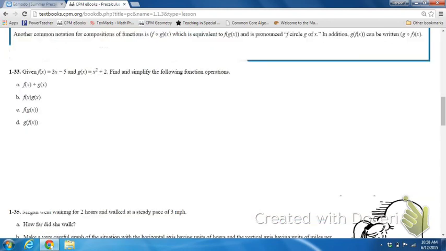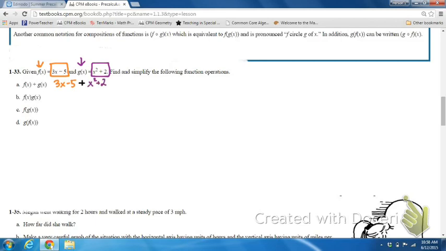All right, so here's a good example. Given f of x equals 3x minus 5, so I'm going to make that orange. That's my f, right? And g of x, I'm going to make this one purple, is x squared plus 2. Find and simplify the following expressions. So when we're adding, you guys, we just straight up add them together, right? So f of x is 3x minus 5 plus g of x, which is x squared plus 2.